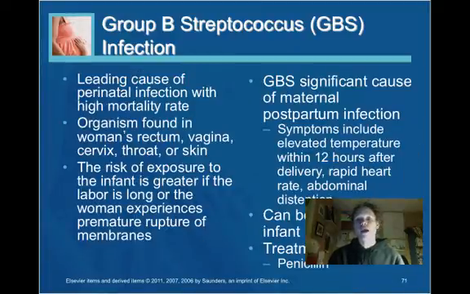Group B strep infection. Those of you that are having your OB rotation, you'll probably learn quite a bit about Group B strep. It is the leading cause of perinatal infection, and it has a high mortality rate. So there's a lot of vigilance assessing for and treating for Group B strep. It is an organism that's found in the woman's rectum, vagina, cervix, throat, and skin. The risk of exposure to the infant is greater if the labor is long and the woman experiences premature rupture of membranes.